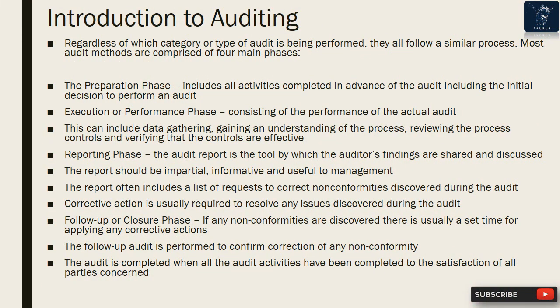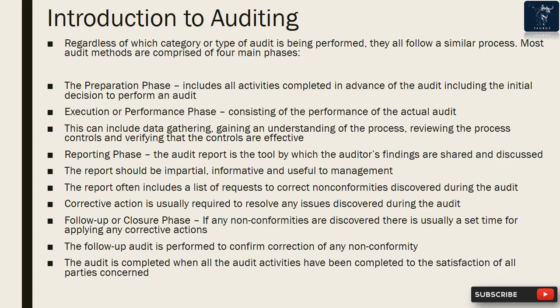Regardless of which category or type of audit is being performed, they all follow a similar process. Most audit methods are comprised of four main phases. The preparation phase includes all activities completed in advance of the audit, including the initial decision to perform an audit. Execution or performance phase, consisting of the performance of the actual audit. This can include data gathering, gaining an understanding of the process, reviewing the process controls and verifying that the controls are effective.